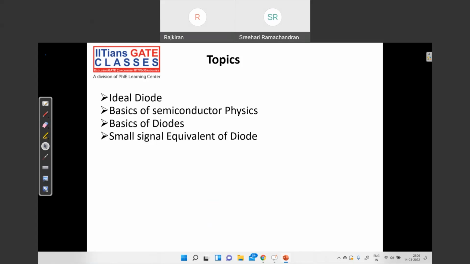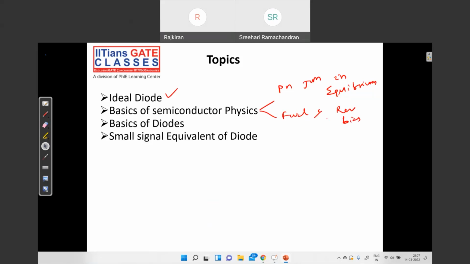So we'll first see what is the ideal diode. What do you expect from an ideal diode? Then we will cover the basics of semiconductor physics. In that we'll study the PN junction in equilibrium. Also in non-equilibrium, meaning when it is forward bias and reverse bias.